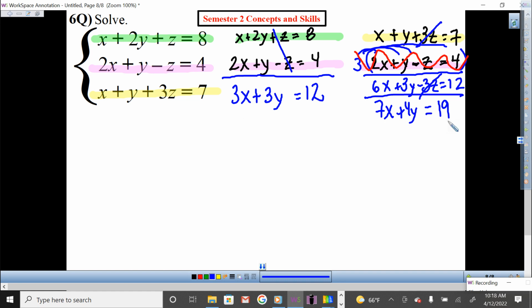All right. And some of you are like, I think I remember, Mr. Q, but what is the purpose of getting rid of one variable, Mr. Q? Because now we have two smaller equations. And now we can actually make a smaller system. 3x plus 3y equals 12. And 7x plus 4y equals 19.